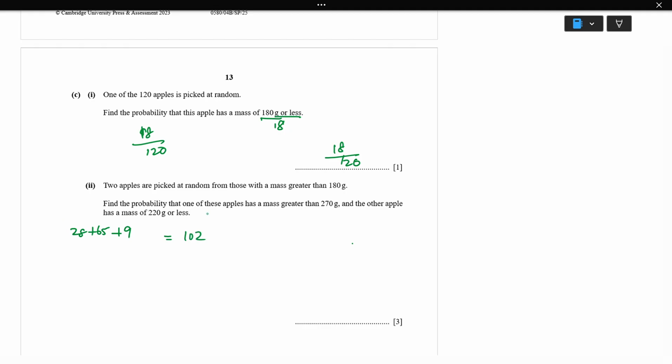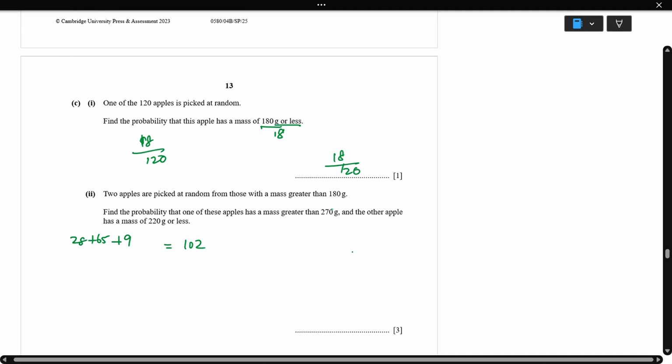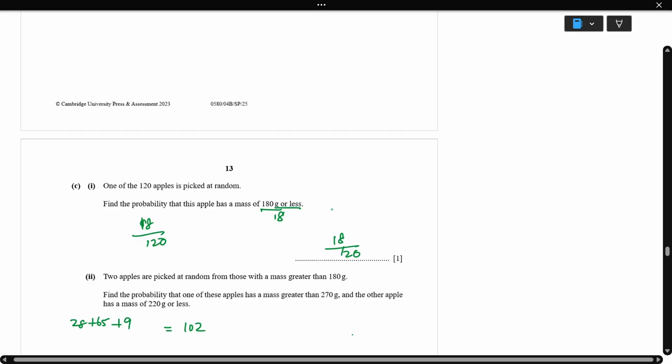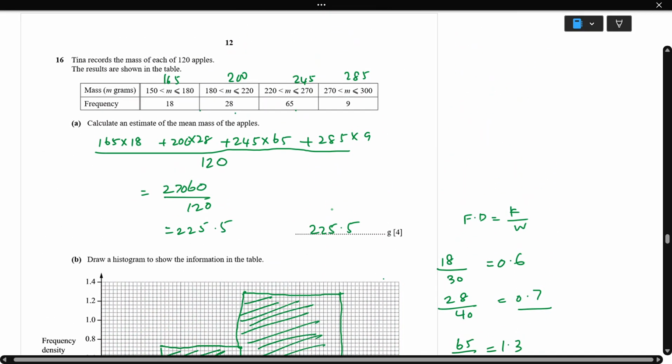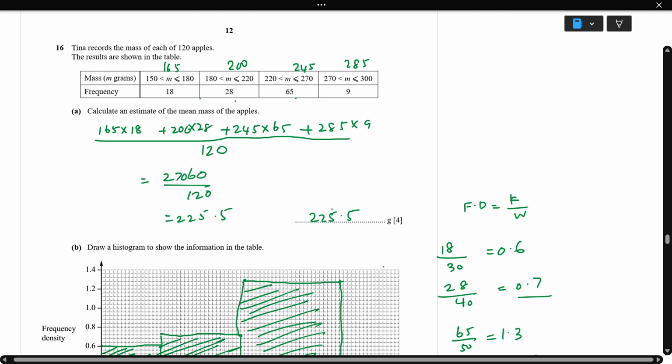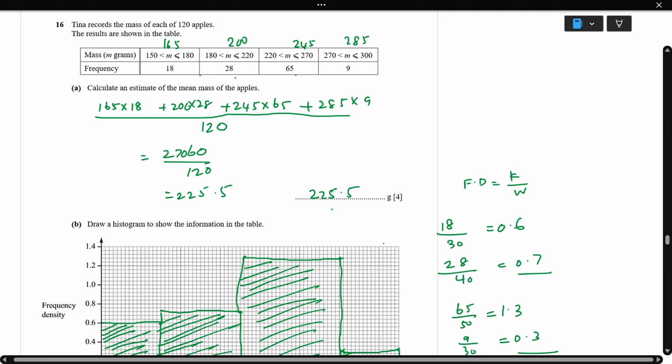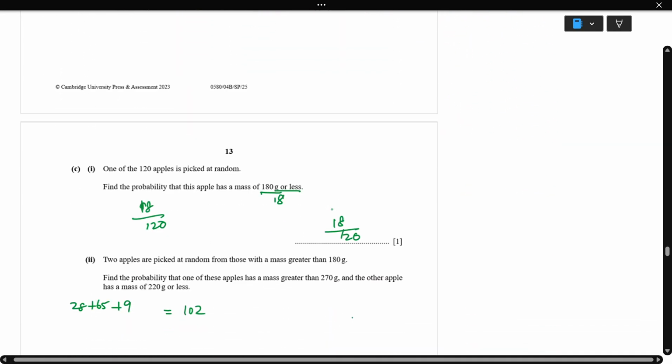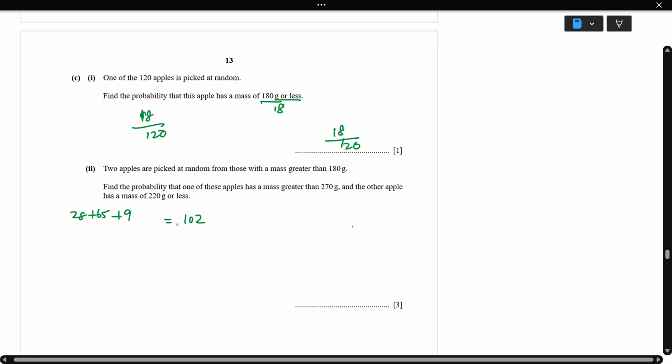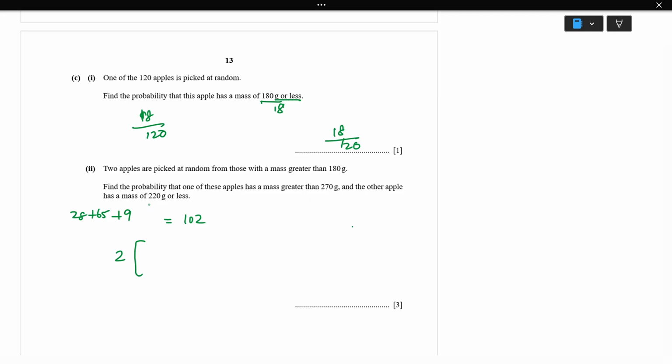Okay, now find the probability that one apple is greater than 270 and one apple is 220 grams or less. Greater than 270 is going to be 9 apples. The rest is going to be 270 or less. The first apple can be either one, and they can be swapped, so 2 times. So 9 over 102.